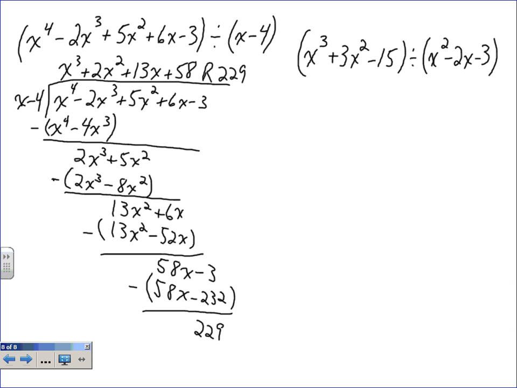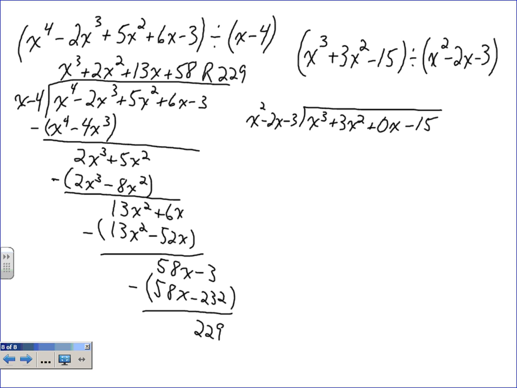If it's a factor, our remainder is going to be 0. Okay, so let's check it out. Inside, I'm going to have x cubed plus 3x squared. I don't have an x term, do I? I'm going to have to add one. You'll see why as I go through the problem. I'm going to put a 0x, because that's going to be 0 no matter what x is, correct? Yes. But I have to add that, and you'll see why. And then I'll put the negative 15, and I want to divide by x squared minus 2x minus 3.